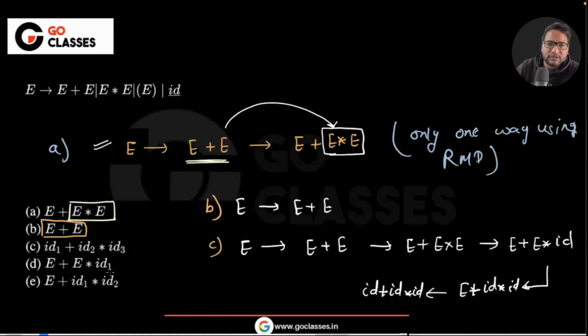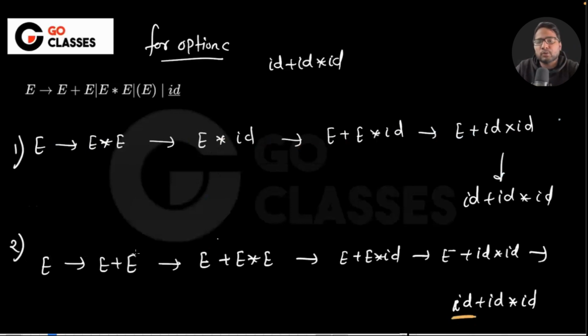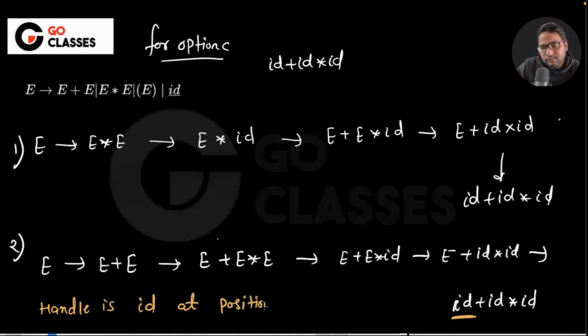Basically, they have subscripted ID1, ID2, ID3. So if they're asking for the handle, you also need to tell the position. You can say the handle is ID at position 1. This is the right definition. If you just say the handle is ID, it is not very clear which ID you are talking about. You should also mention the position. So a handle also consists of a position. That's what we know, right? Understood? Hope you got it.